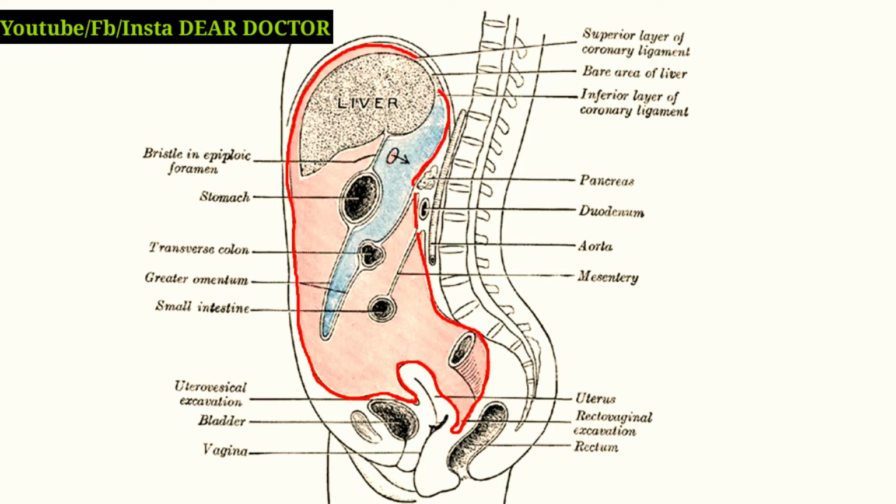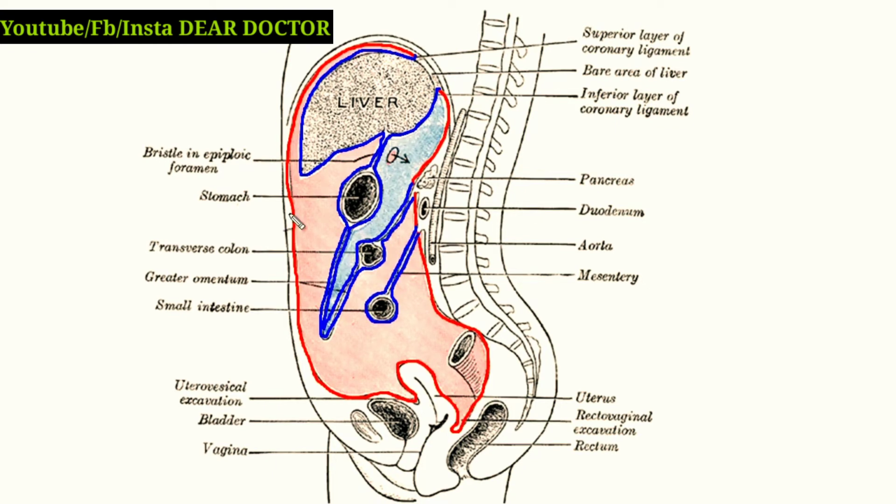It lines the abdominal cavity, and then where the peritoneum surrounds the viscera, so the organs within the cavity, it's called the visceral peritoneum. So I'm going to draw this on in blue. So now we've got the red parietal peritoneum and we've got the blue visceral peritoneum. So it's one continuous layer, but where it surrounds the organs it's called the visceral peritoneum.